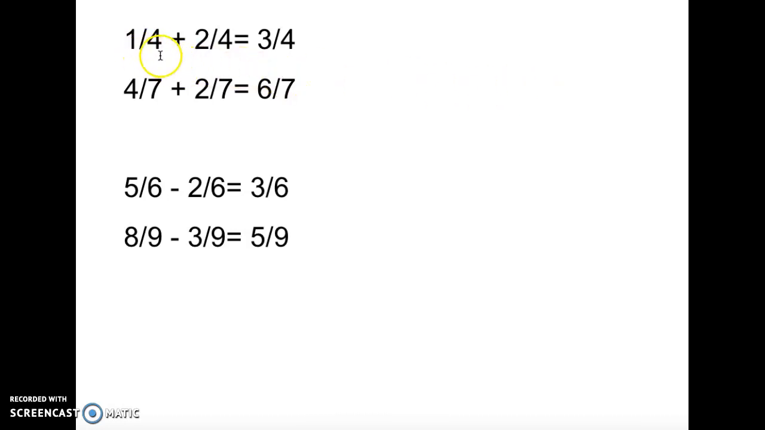I don't say, well, 1 plus 2 is 3 and 4 plus 4 is 8, so my answer is 3/8. It does not work. When you're adding fractions, you only add the numerators and you leave the denominators. Same with subtracting. You subtract the numerators, you leave the denominators.